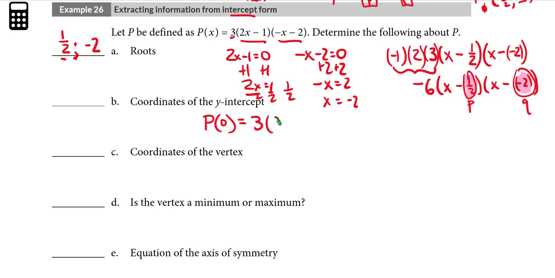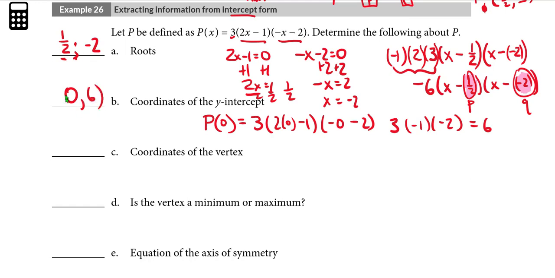So I do 3 times 2 times 0 minus 1, and then minus 0 minus 2. So what does all this become? This becomes 3 times negative 1 times negative 2, and that all equals 6. So the coordinates of the y-intercept are 0, 6. Again, I could have thrown the 0 in for the x over here, and would have gotten exactly the same thing.